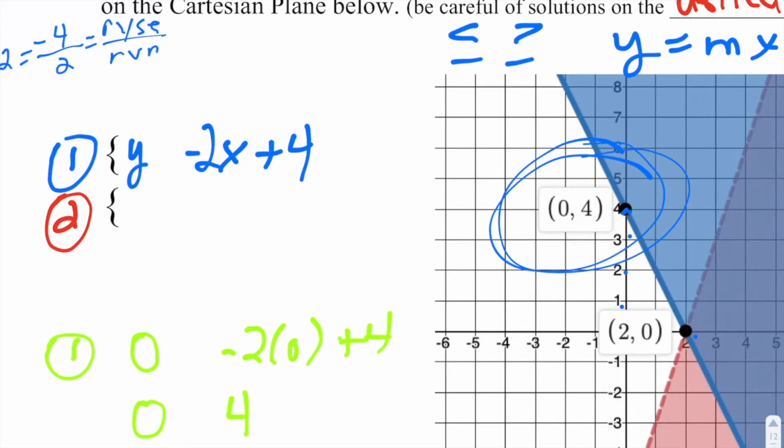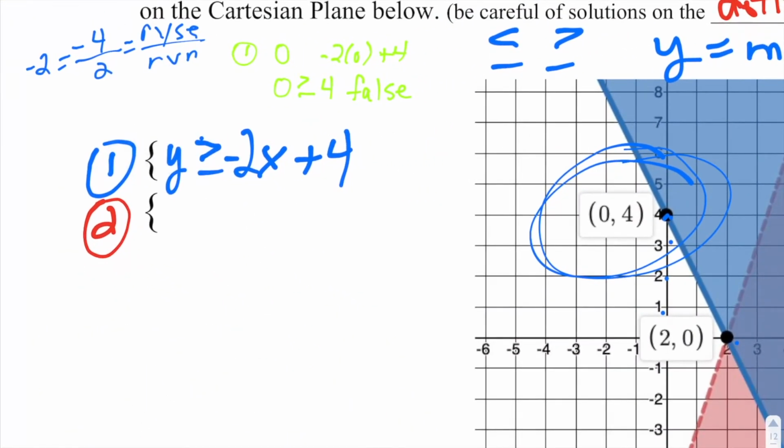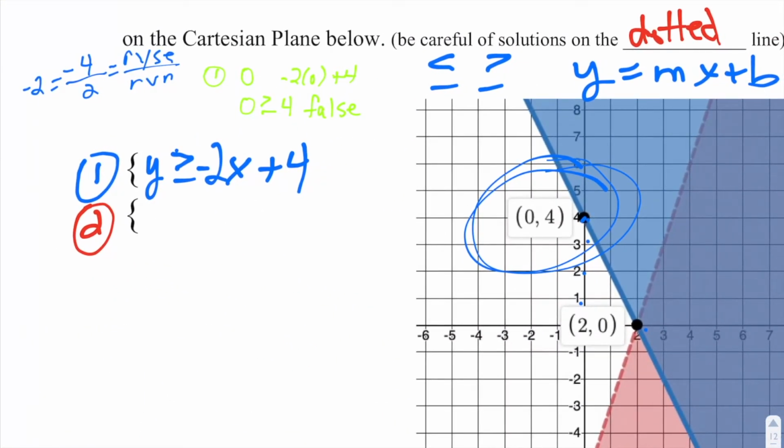So we need to use the symbol that is going to say that 0 is greater than or equal to 4, because that is a false statement. And we need it to be false because 0, 0 is not part of the solutions, because it's not in the shaded region. I'm going to shrink this down too. Perfect. So we have our first equation built, just like we did in the previous booklet.